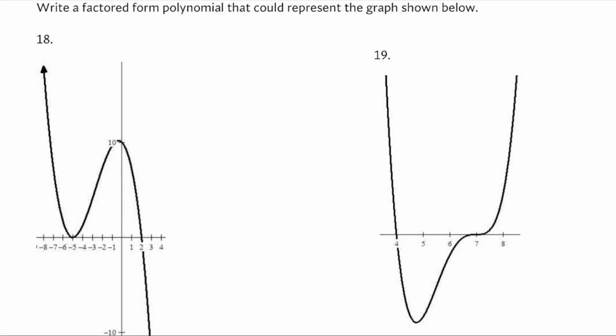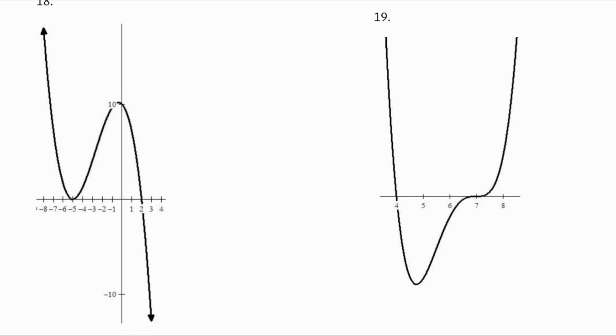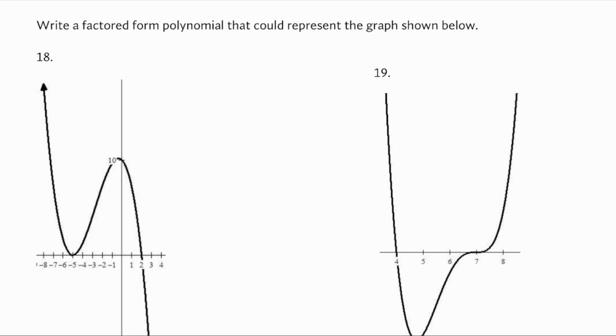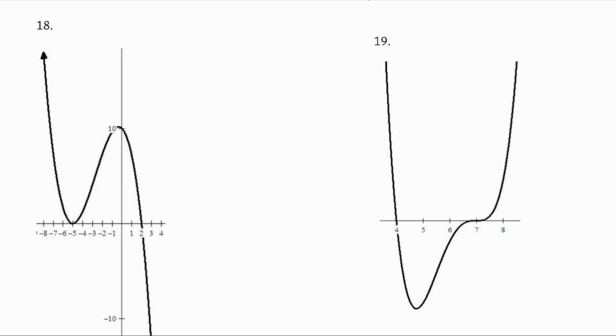All right, now these last few, I really like these. We've got ourselves a graph, and we're going to write factored form, but maybe there's a little bit of information, and we're going to need to find the leading coefficient as well. So with this one, I can see that this is looking like degree 3 with a negative leading coefficient because of the 2 turnaround spots and the negative end behavior.